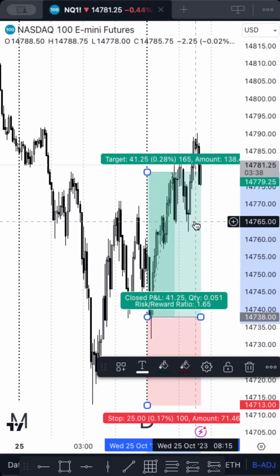Hit 165 ticks on this one, which is equivalent to about $800 profit with just one contract. So it's as simple as that. You don't have to make it overly complicated.